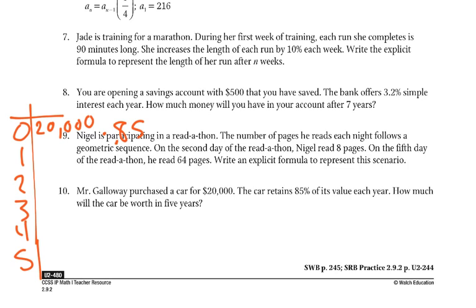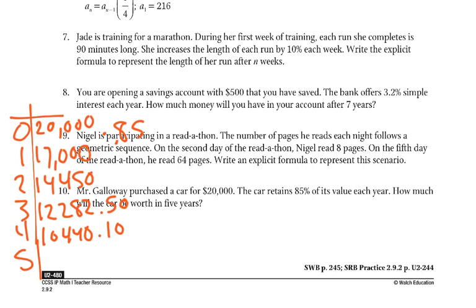20,000 to start off times by 0.85, and that would give us 17,000 after the first year. Times by 0.85, we get 14,450, then 12,282.50. Fourth year, 10,440.10. Then the fifth year, 8,874.11. Okay, so we don't even need to do a formula necessarily to do this.